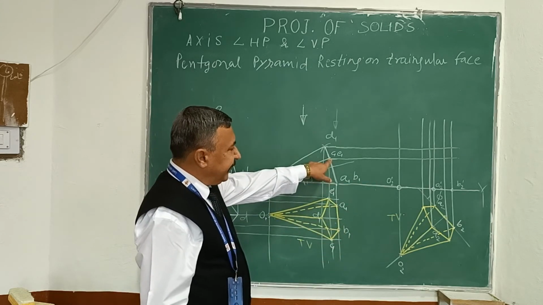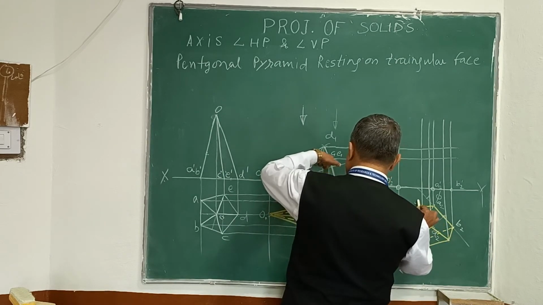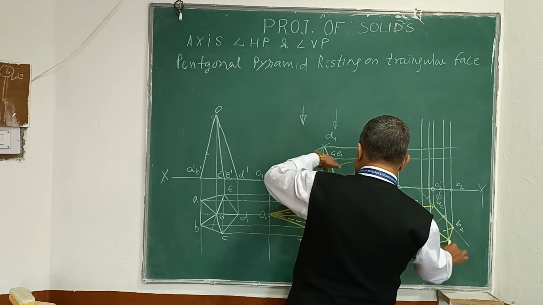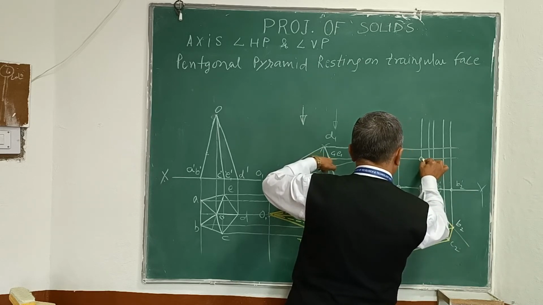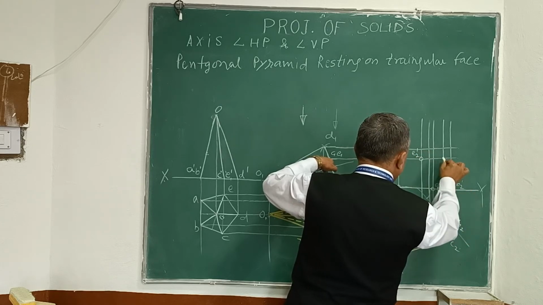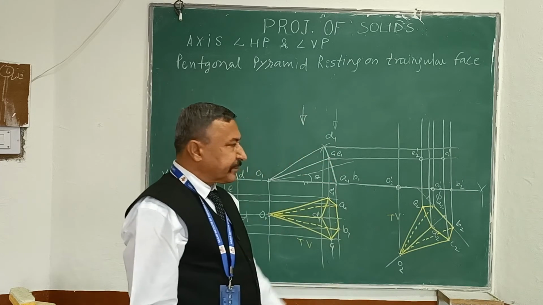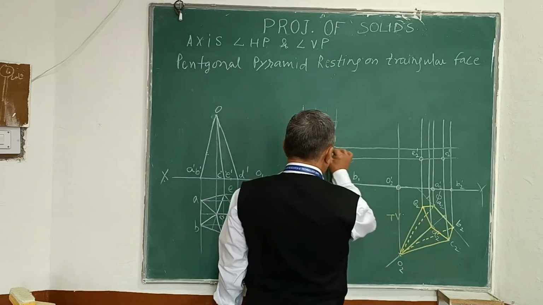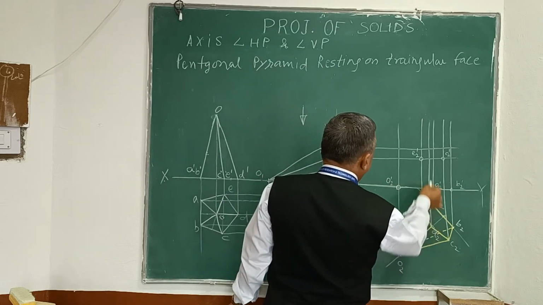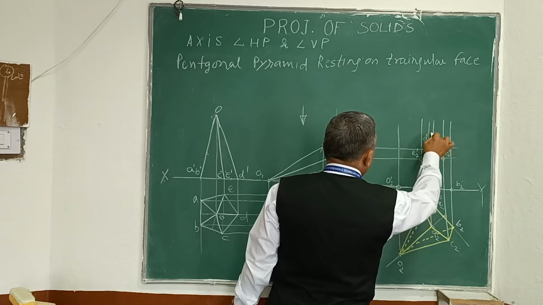Now C and E. This is E2, this is C2. So this is E2 dash, this is C2 dash. Now the last point is D. So it is D, it is D. So here we get D. It is D2 dash.